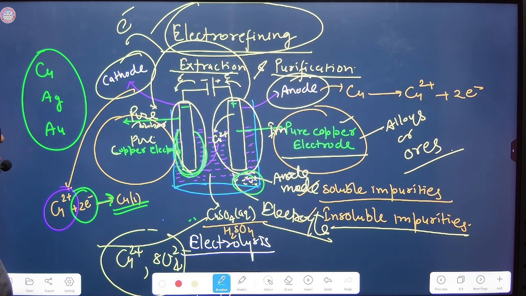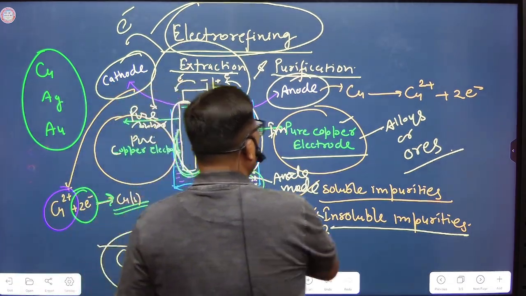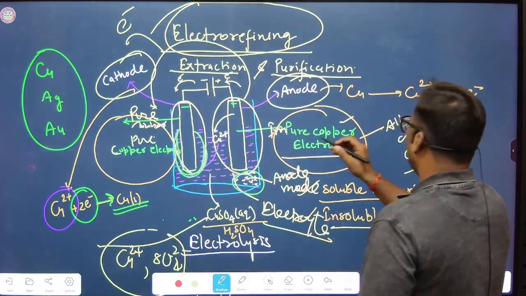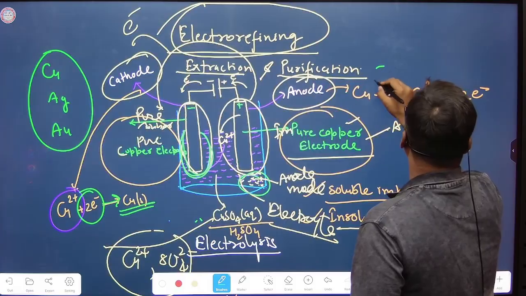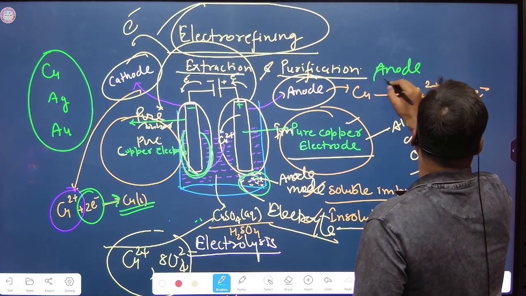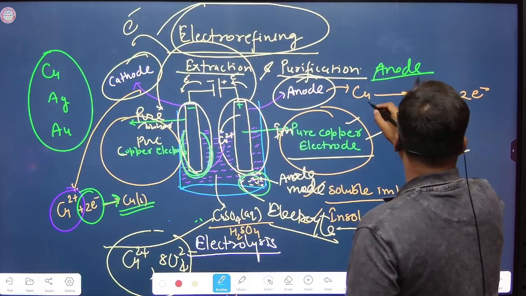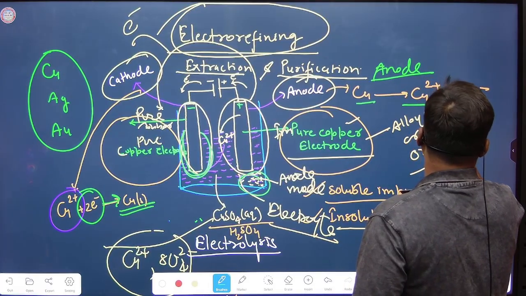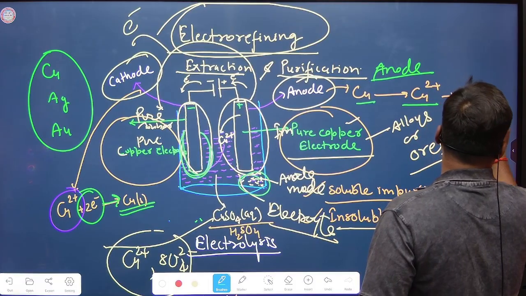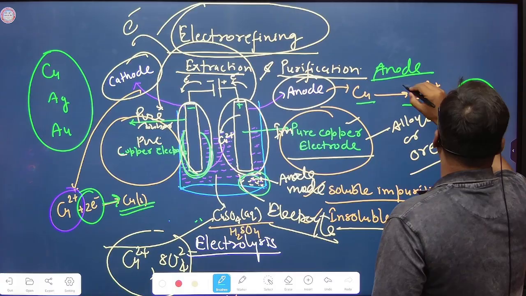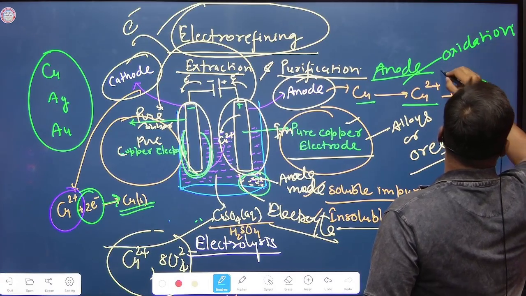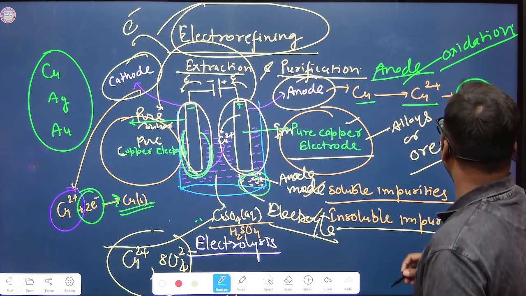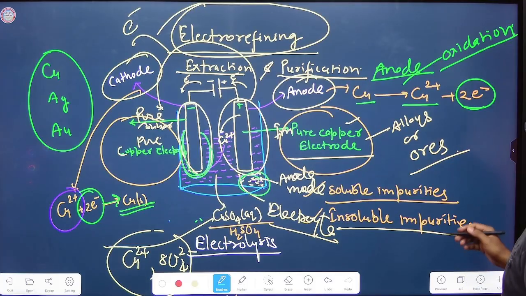So what happens here? Copper 2+ is actually coming from the impure copper electrode. So this is the anode, right? From the anode, copper gets dissolved as copper 2+ by releasing 2 electrons. So this is the oxidation process, right? So at the anode, it is oxidation. Copper gets oxidized into copper 2+.